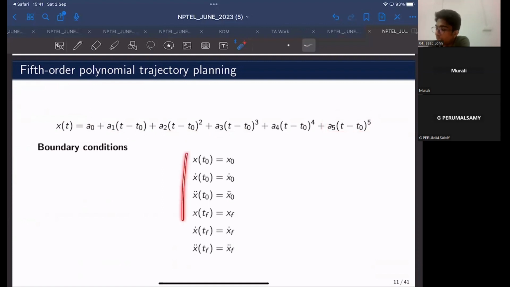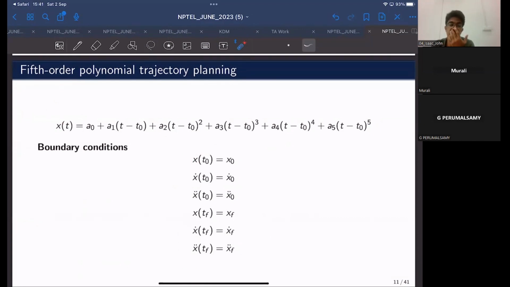And the 6 boundary conditions we have: initial position, initial velocity, initial acceleration. We also have the final position, final velocity, and final acceleration. So if you substitute these boundary conditions onto these equations, not only this equation, you will have to take the derivative of this equation to get the velocity equation. You will also have to take a derivative further to get the acceleration equation. And onto these 3 equations, you will have to substitute these boundary conditions.